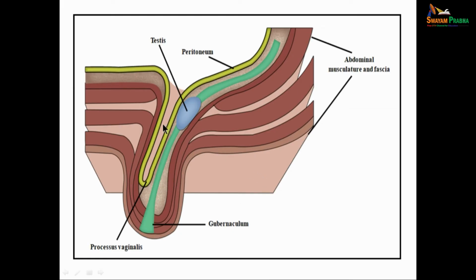Now this is just to show diagrammatically the descent. This is the peritoneal cavity. Now this is the testis. This is the processus vaginalis. And this is the tissue, the gubernaculum.